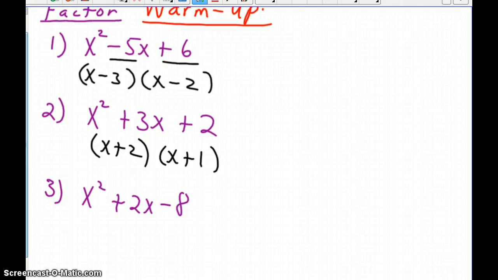Okay, let's look at the third one. What two things multiplied give me negative 8, added give me positive 2? Okay, so what's the answer going to be? x plus 4 and x minus 2. Okay, x plus 4 and x minus 2 is correct.